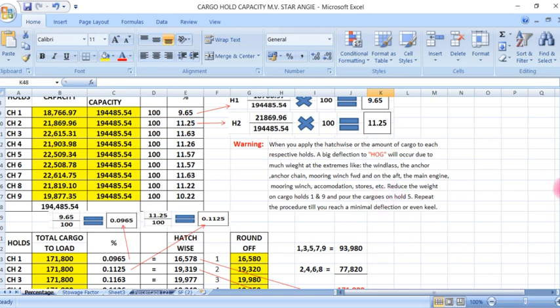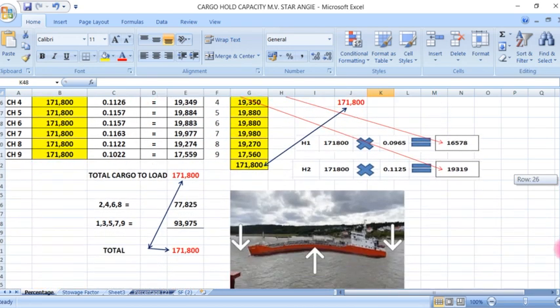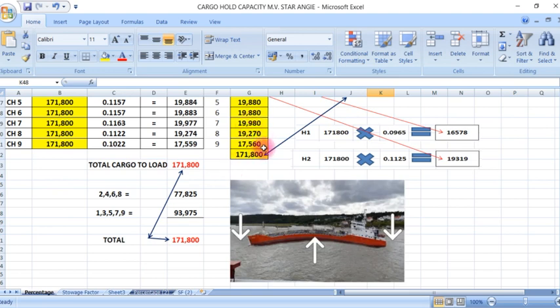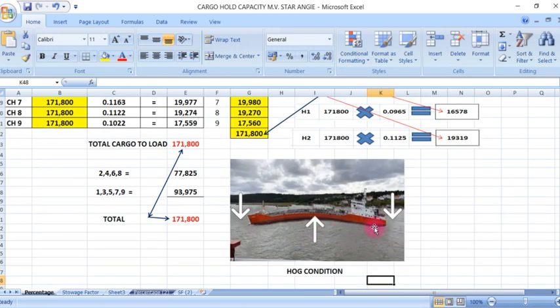So this is what will happen if, in holds 1 to 9, you put the figures around here, it will create a hog condition. There is so much weight forward and aft, and less weight on the mid part of your ship. So this will be the condition of your vessel.